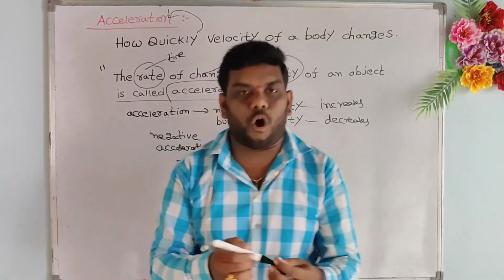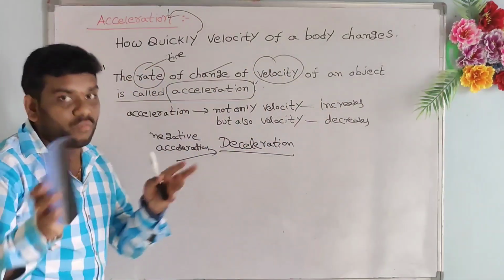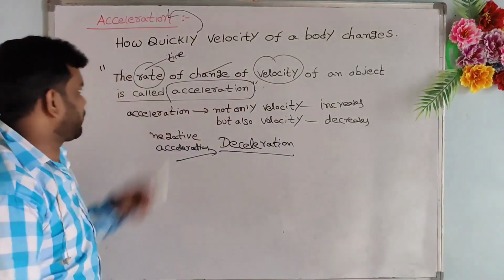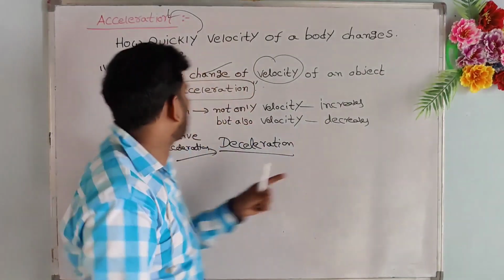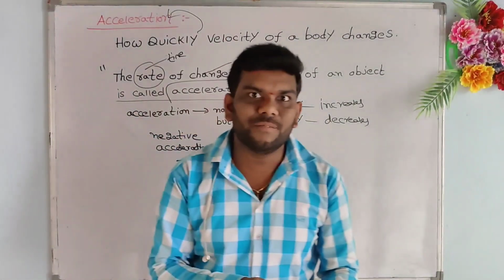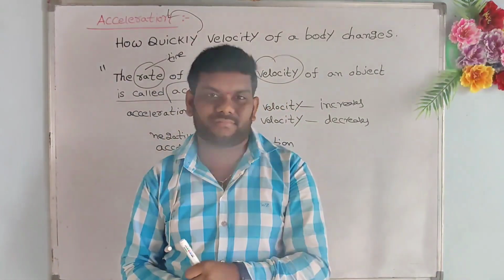Okay, what is the formula of acceleration? What are the units of acceleration? So once again I will repeat. What is the definition? The rate of change of velocity of an object is called acceleration. Okay students, acceleration is not only when velocity increases but also when velocity decreases. So what is the formula of acceleration?